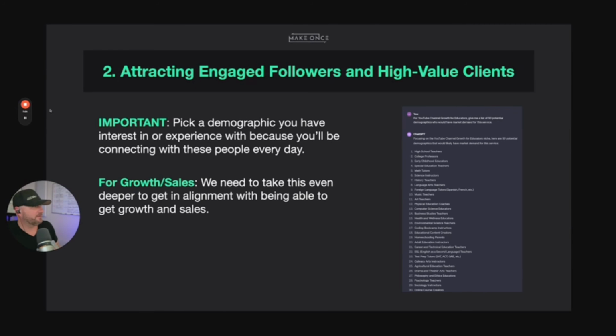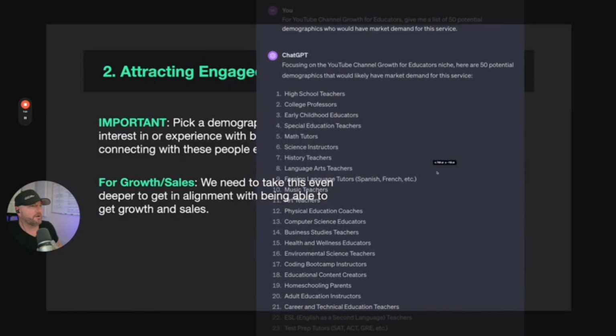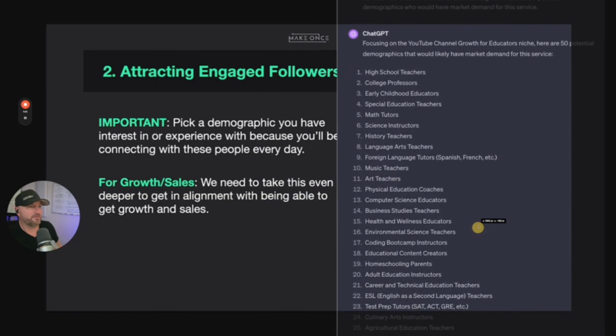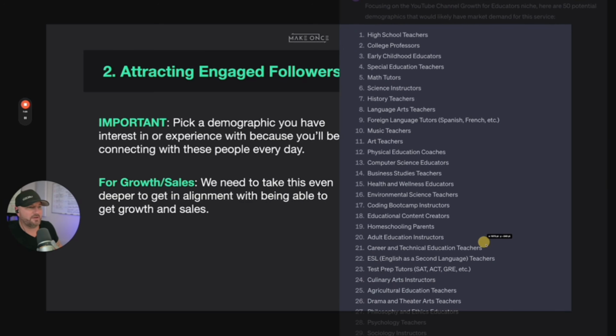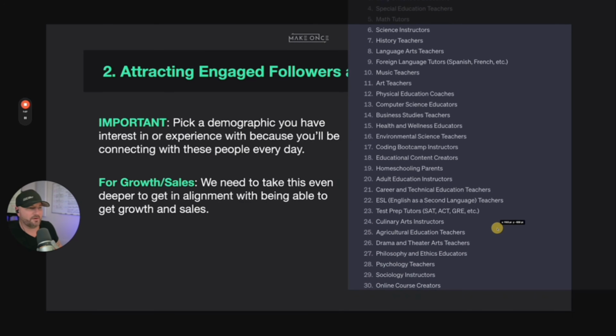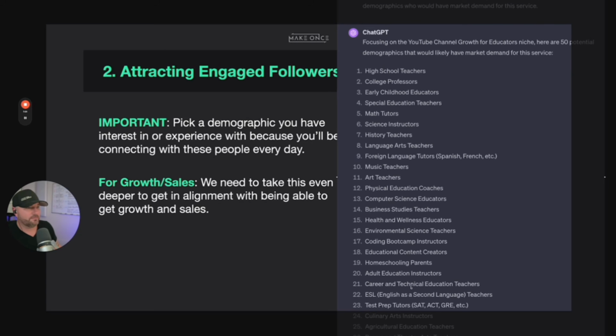For insert topic, give me a list of 50 potential demographics who would have market demand for this service. So that's what I did, is I picked a demographic that I had an interest in, and you want to pick one that you have experience or interest in, because you'll be connecting with these people on a daily basis with your content and with your everything, right? So it kicked out all of this, and I cut it off at 30, but it picked out all these different people that would be high value people that I could go after. This would be like my core demographic. I chose number 30, online course creators, okay?